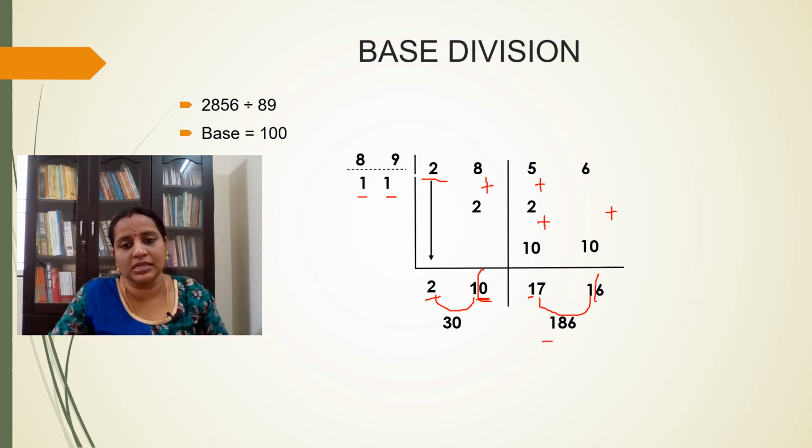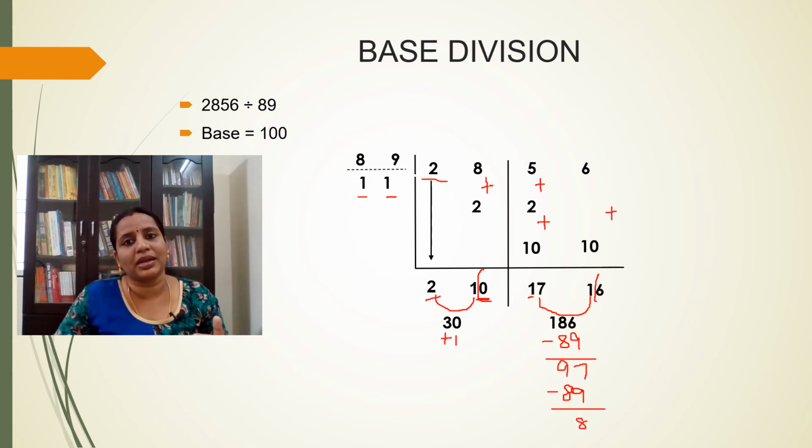See here, 186 minus 89 will give me 97. I am subtracting the divisor once, so I am going to add a 1 to the quotient. Again, I'm going to subtract 89 from this 97. 97 minus 89 will give me 8. And as I have subtracted the divisor another time, I'm going to add another 1 here. So my answer for the quotient will be 32.